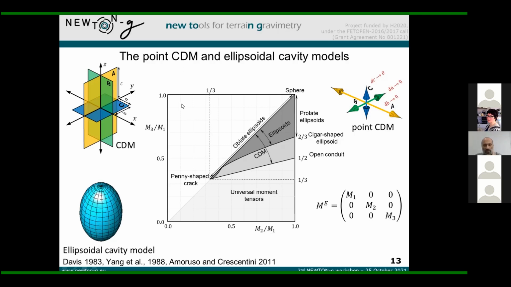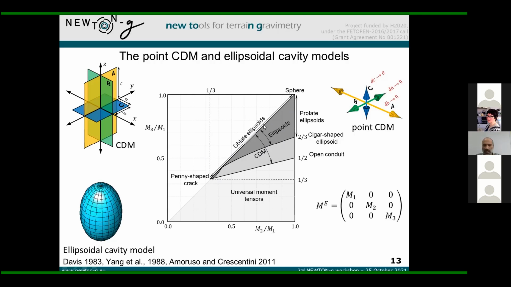So for all possible ellipsoidal sources of different aspect ratio, we can find a point on this plot. And for all possible CDMs, for all possible aspect ratios for the CDM, we can also find a point on this plot. As you can see, all the possible places for ellipsoids form this dark gray area, and for the CDM, we have this area. It means that the ellipsoids are a subset of the CDM.